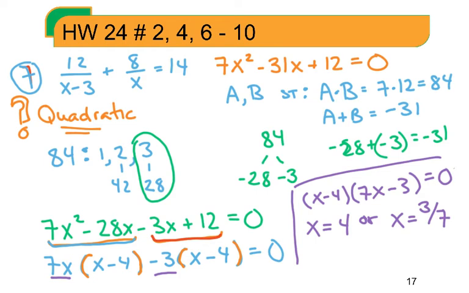Now, what if you don't want to do factoring by grouping and you don't have to? You could have used the quadratic formula. A is 7, B is negative 31, C is 12. You could plug those all in and get the same answer. Or you could have completed the square, which would have been ugly.